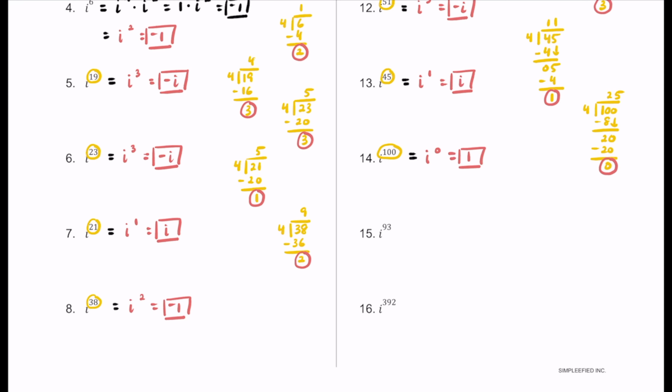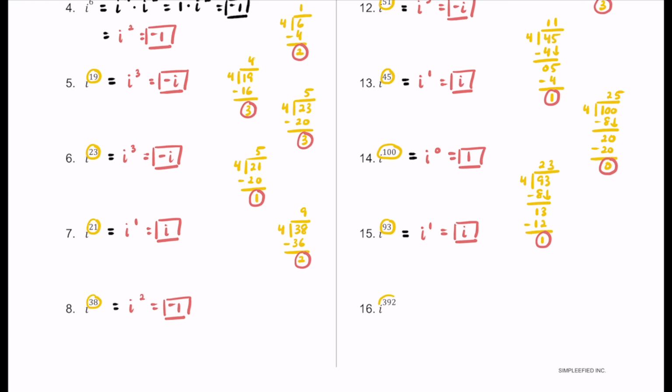So if you take a look at 15, we have i to the 93rd power. So let's take this 93. Let's see how many 4s fit inside of it. So 4 times 2, that's going to be 8. We have a remainder of 1. Bring down the 3. 4 times 3, that's going to be 12. And so 13 minus 12 is 1. And so this remainder of 1 lets us know that we can rewrite i to the 93rd power as the same thing as i to the 1st power. And i to the 1st power is just equal to i. So that would be our answer.